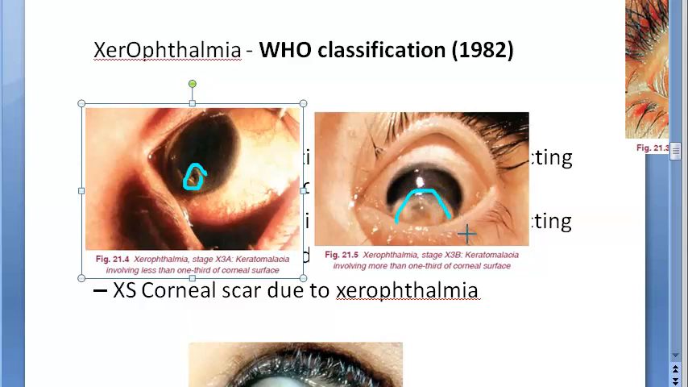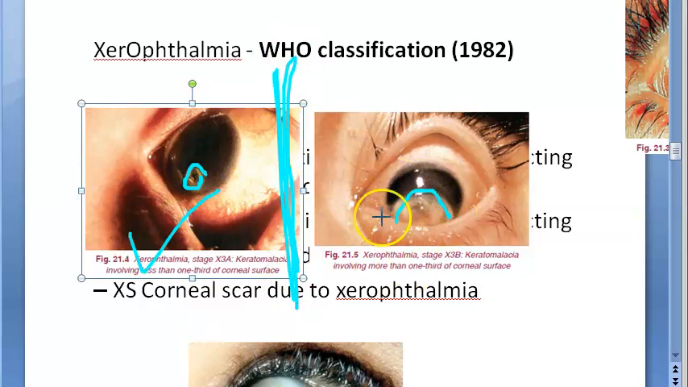If appropriate therapy is instituted immediately, stromal defects involving less than 1/3 of the corneal surface, X3A, usually heal, leaving some useful vision. So at this stage, till here, X3A seems like they can save the vision, right?